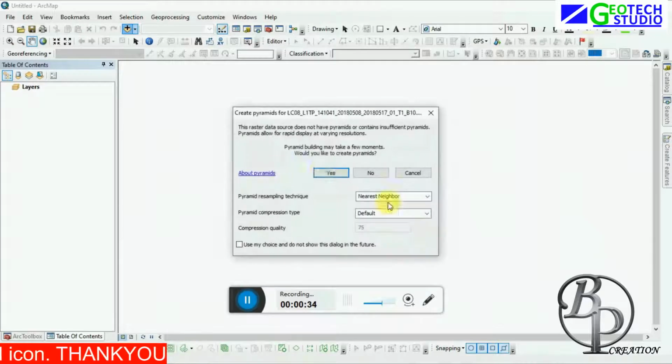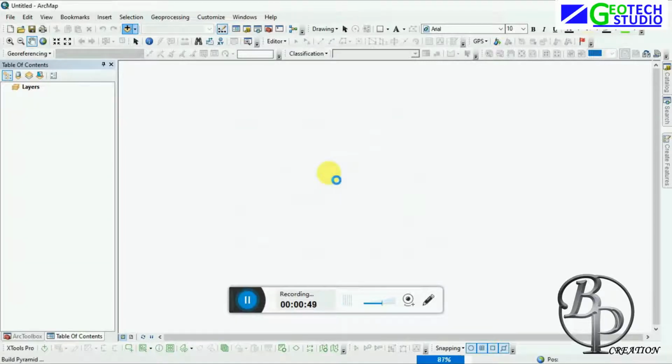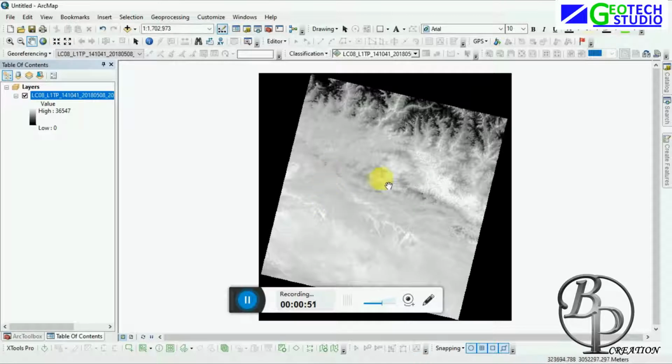Here it asks us for a transformational change, and we can click yes. Go on clicking yes. It asks us for a transformational change, and we can see here our thermal band 10.